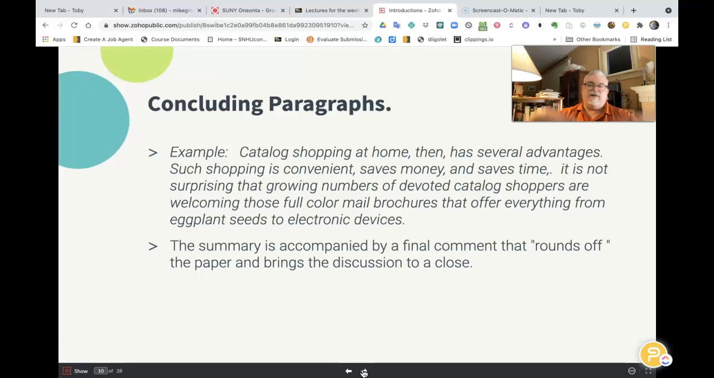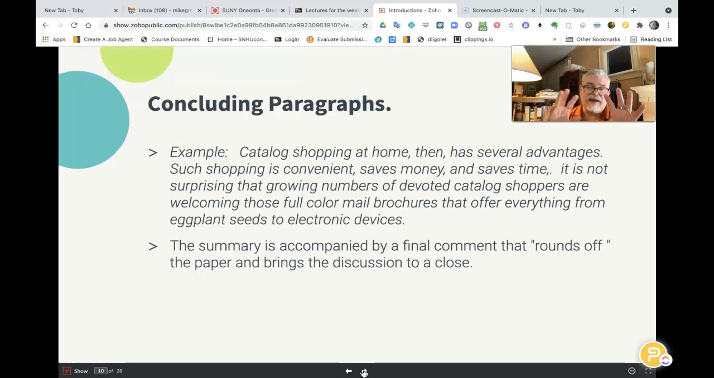So you have reminded them of what your thesis was about, and you reminded them of the 3 premises: shopping is convenient, saves money, and saves time. And then you have summed it up and said, look, it's not surprising people are doing this, because of all these advantages. Boom.